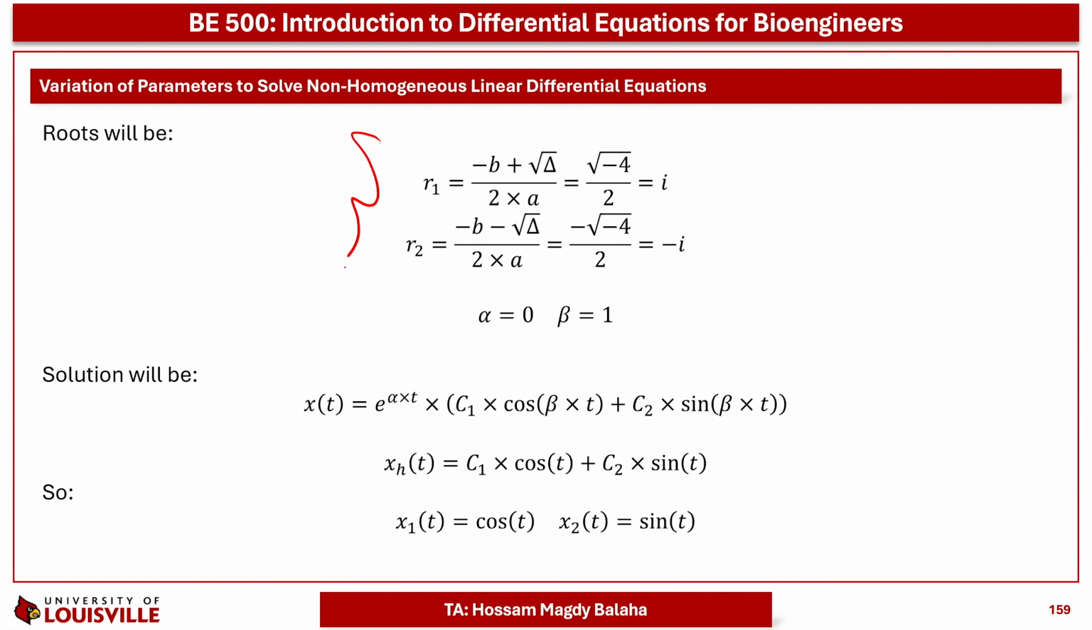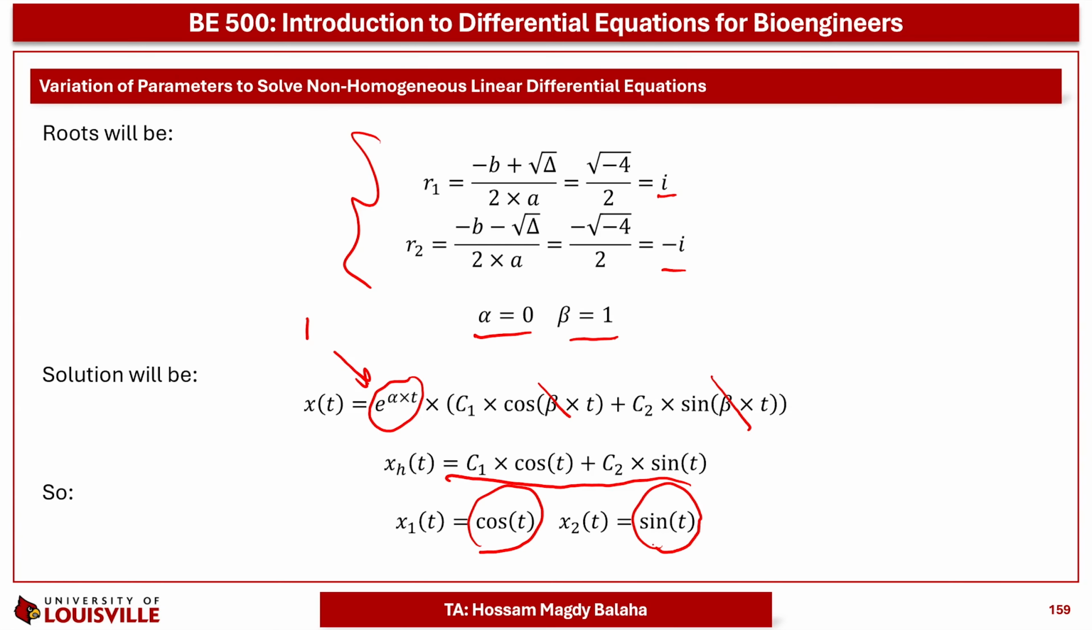Find the roots. They will be i and negative i. So alpha will be 0, beta will be 1. In this case, alpha here will be 0, so the exponential of 0 will be 1. Beta is 1. So the final homogeneous solution will be like that. So now we have x1 equals cosine and x2 equals sine.